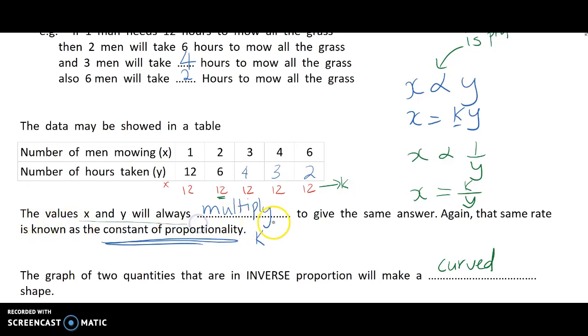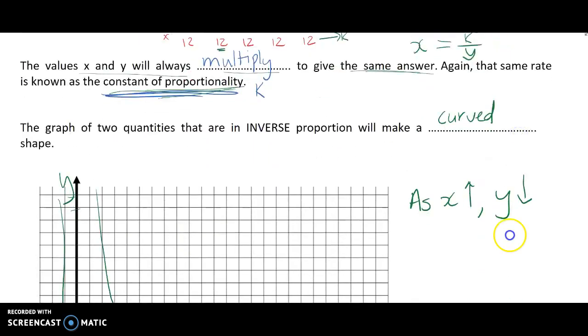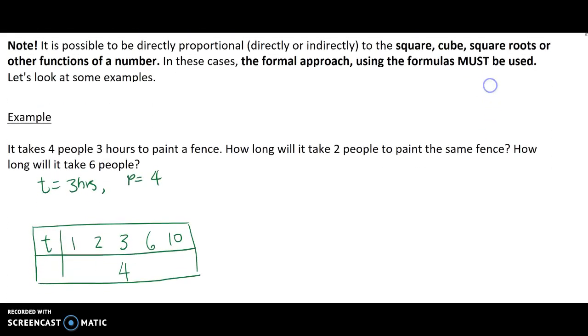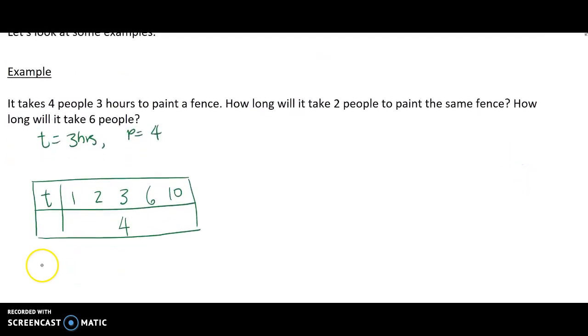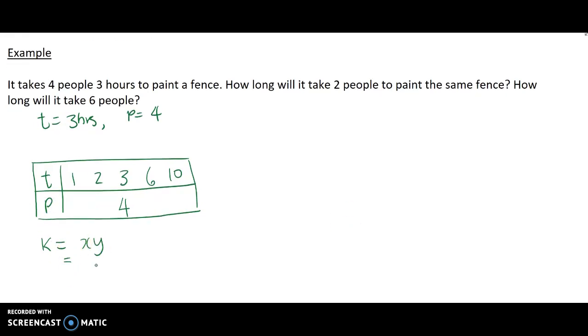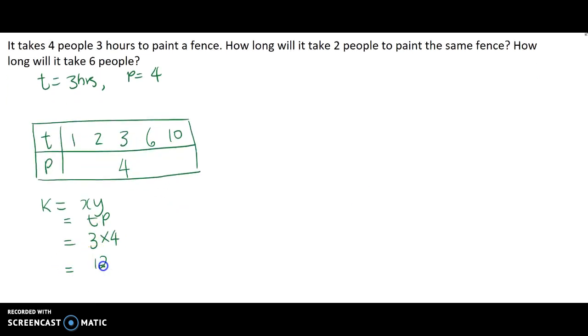The values x and y always multiply to give the same answer, and this same answer is called the constant of proportionality. So going back to our example, what is our constant of proportionality? k would always be equal to x times y. For this example, it's t times p. For the information that we're given, it's 3 times 4, and that is equal to 12. So if you multiply 3 and 4, it should give you 12.